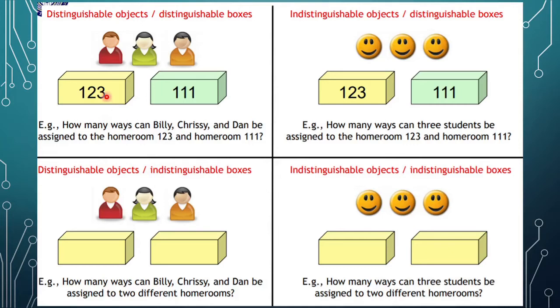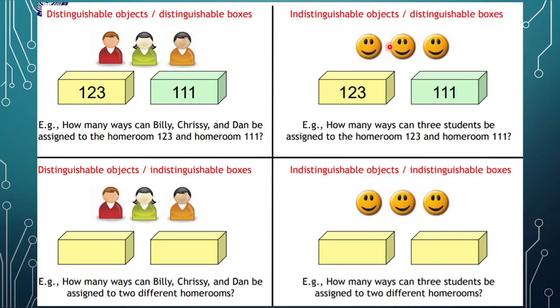Say the first one is distinguishable objects, distinguishable boxes. As you see, objects are distinguishable, boxes are also distinguishable. So here it's like, how many ways can Billy, Chrissy, Dan be assigned to rooms 123 and homeroom 111? Another combination that comes is indistinguishable objects.